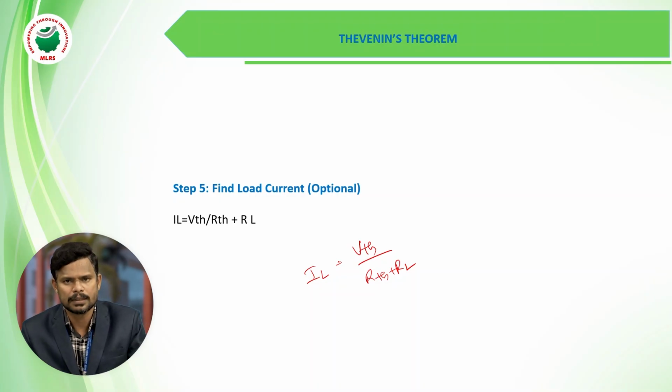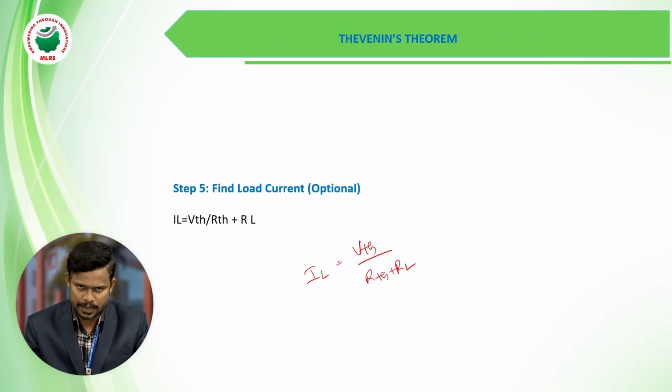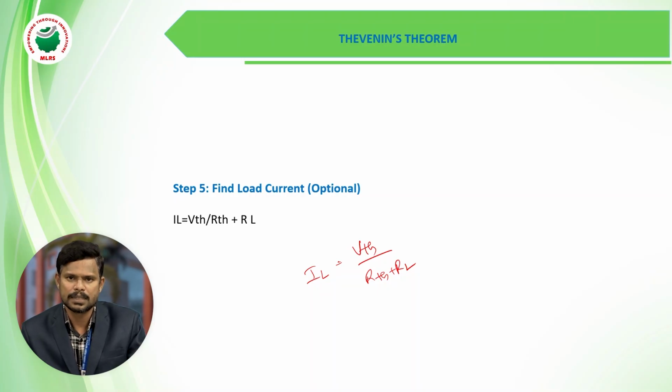Up to now we discussed the Thevenin's theorem statement. According to Thevenin's theorem, any linear bilateral network consisting of n number of sources and n number of resistors is replaced by a single voltage source in series with a single resistor, called Thevenin's equivalent circuit. And the procedure is: first, for any given circuit, identify the load resistor, remove that load resistor, and name it as open terminals A and B.